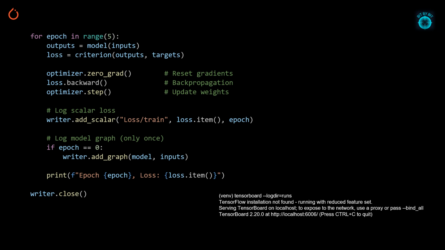Once this script is run, you can view the results using the command TensorBoard --logdir equals runs. This opens a web interface where you can track the loss over epochs and explore the model's internal structure. This kind of visualization is very helpful when debugging models or explaining training behavior to your team.